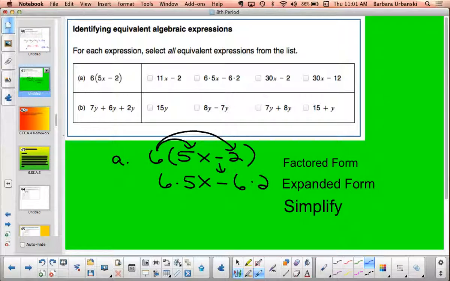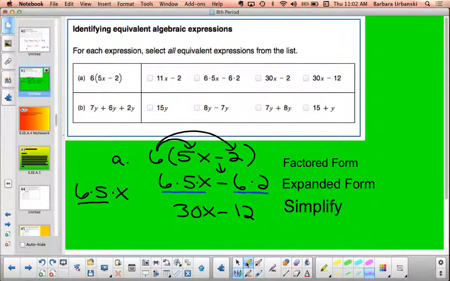There are no parentheses, there are no exponents. We do have multiplication going on, so we would be multiplying 6 times 5x, which is the same as saying 6 times 5 times x, because 5 is the coefficient, x is the variable, and we know multiplication is going on. So we would say 6 times 5 is 30 times x would give us 30x. Keep the sign of operation, which is subtraction. 6 times 2 would give us our 12.